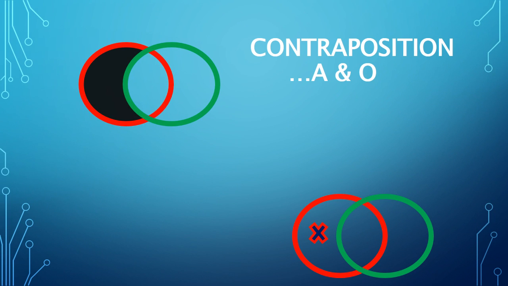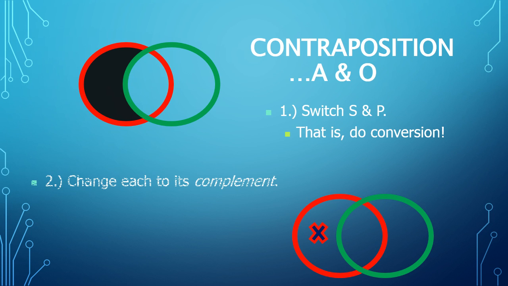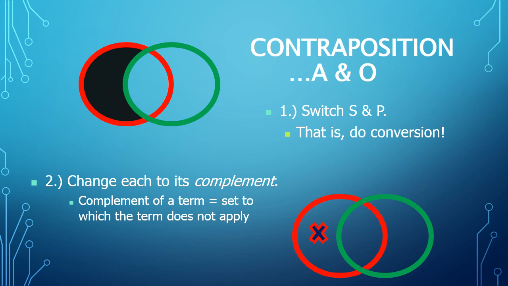So contraposition, we said, works on the A sentences and the O sentences when we switch the subject and predicate term, simply doing conversion, and we make sure to change each term to its complement, because if we don't do that, then we're going to commit the fallacy of illicit conversion that we talked about earlier.